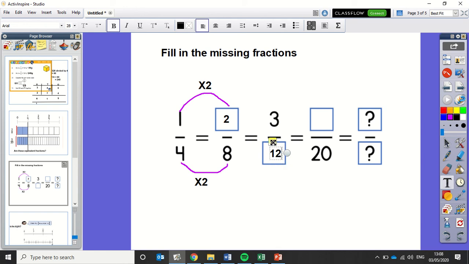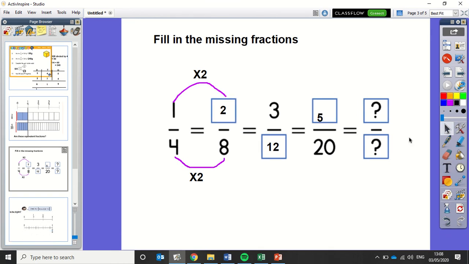3/12s. To get from 4 to 20, I times by 5. 4, 8, 12, 16, 20. 1 times 5 is 5. Okay. Now, I want you to pause the video here and have a little think about what this mystery number could be. There's lots of different possibilities.